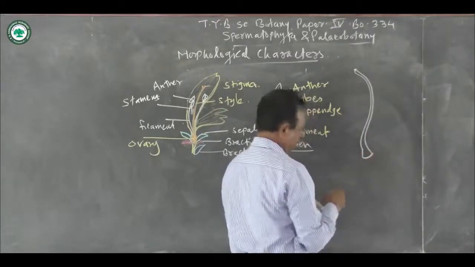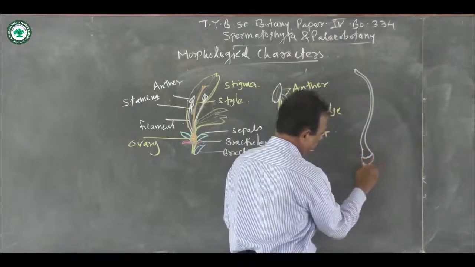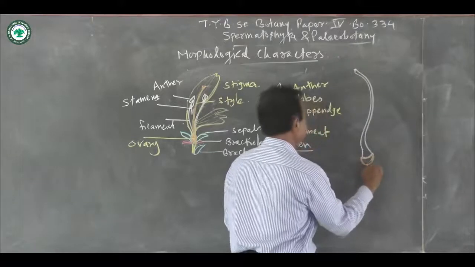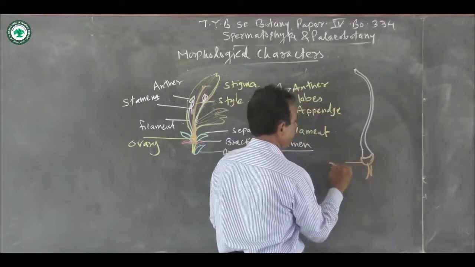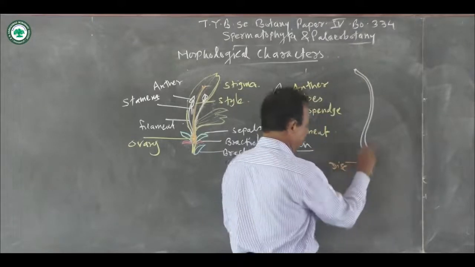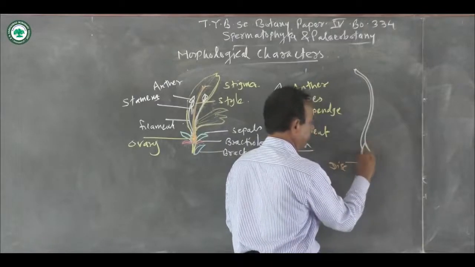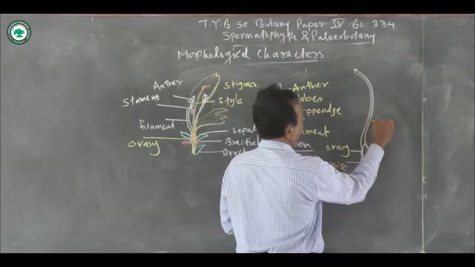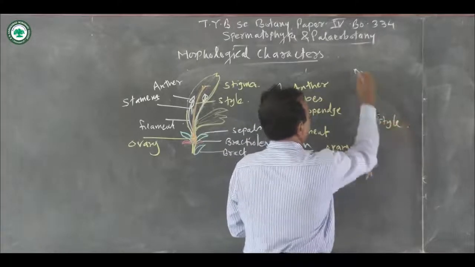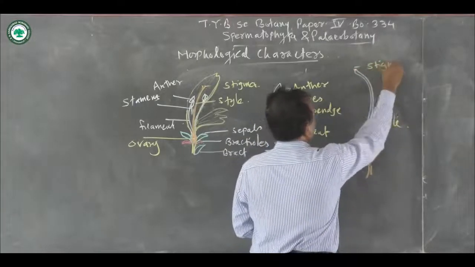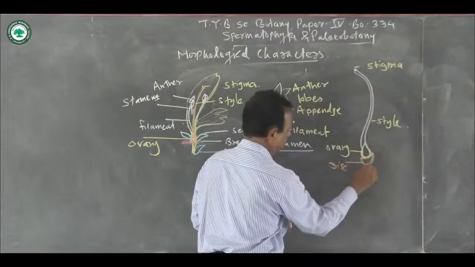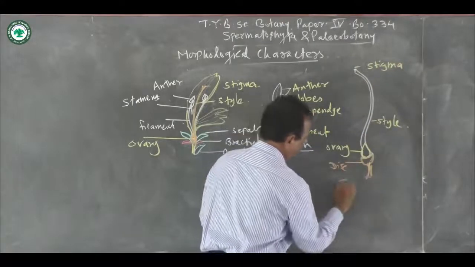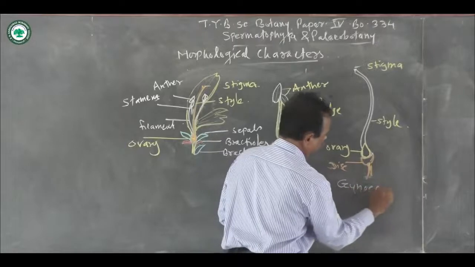Here the gynoecium shows the presence of a disc below it. So this is the disc, this is the ovary, this is the style, and it is the stigma which is present at the apex. So this is the structure of the gynoecium.